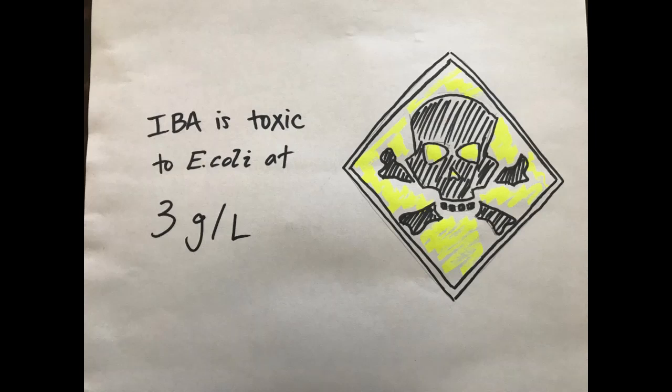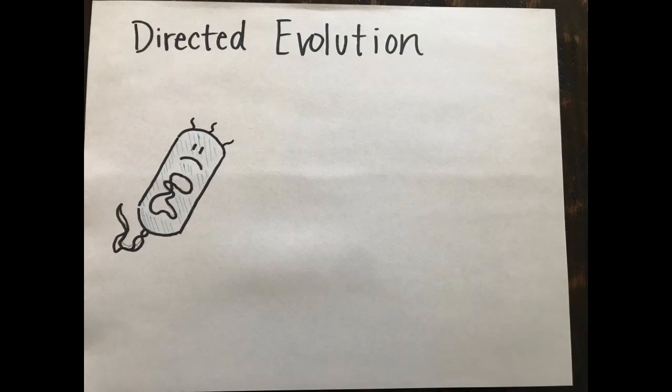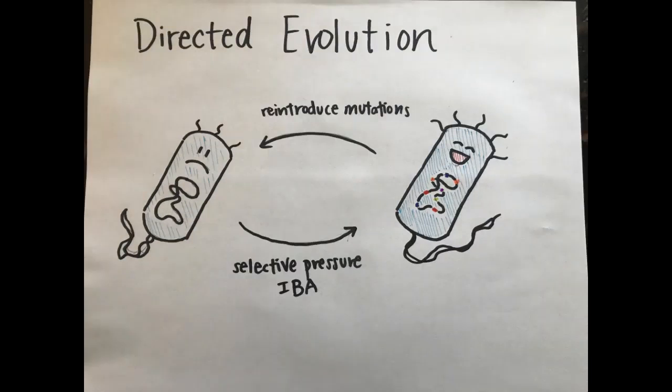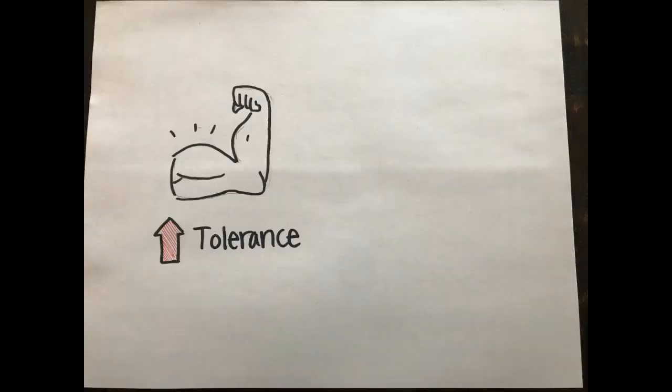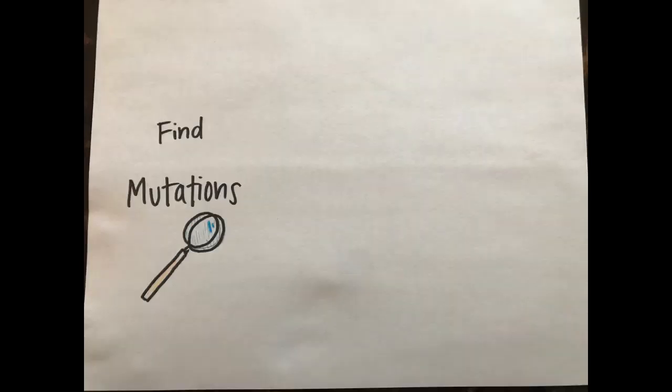We can fix this through a process called directed evolution. And essentially, we're inducing mutations for a higher tolerance. And here, we're using a selective pressure of isobutyl acetate, and we're reintroducing mutations throughout a constant cycle. With this mutant strain, we're actually able to have a higher tolerance as well as a higher amount of production of isobutyl acetate.